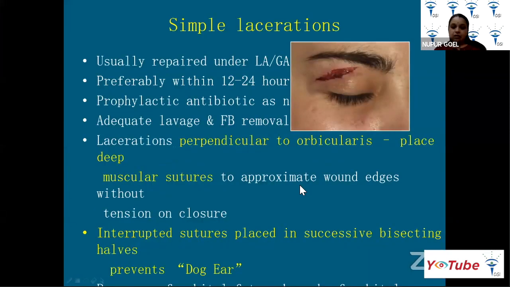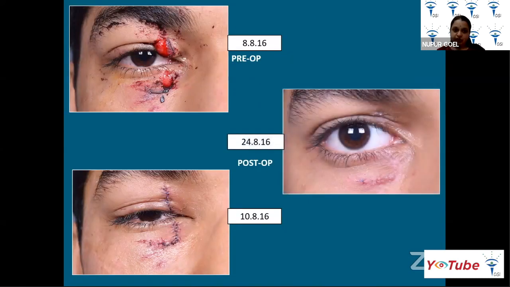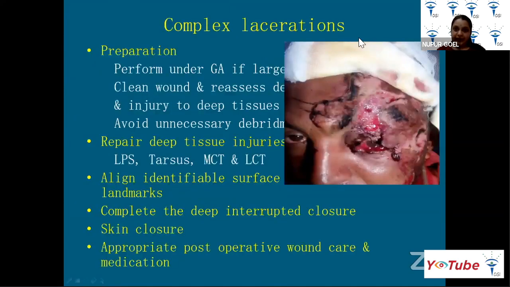So this is a pre-op and a post-operative picture of the repair done. In case of complex lacerations, you should perform the repair under general anesthesia, and you should avoid unnecessary debridement.